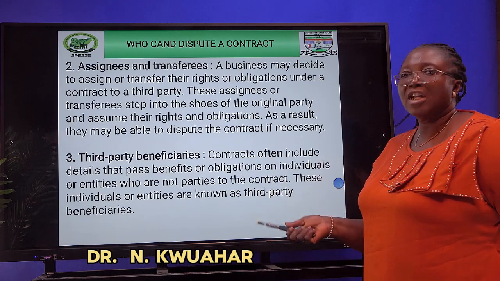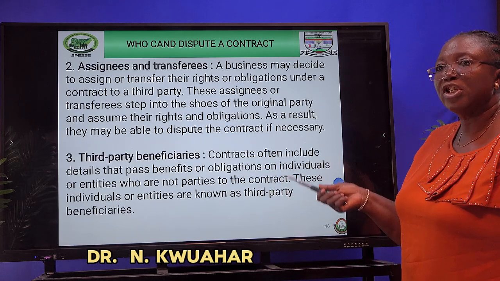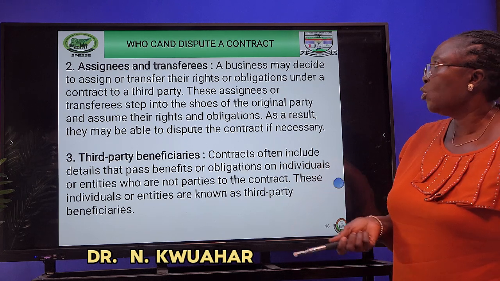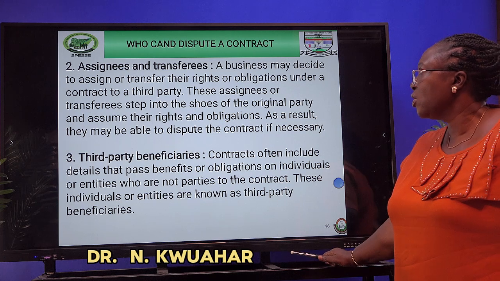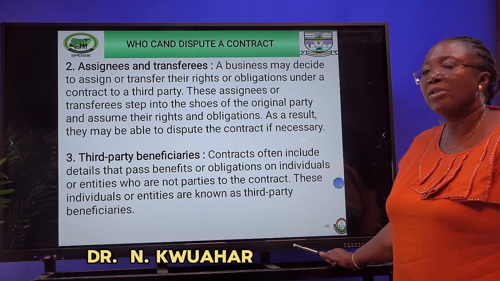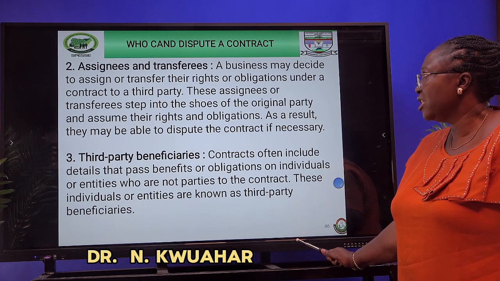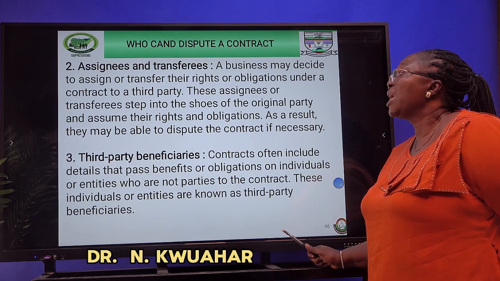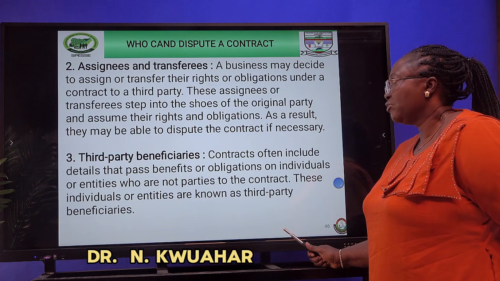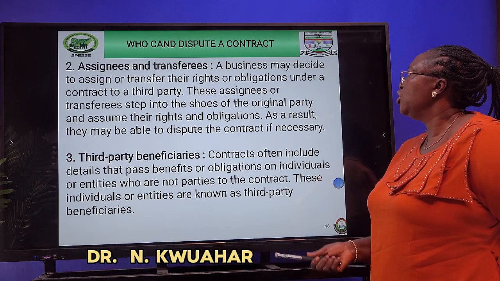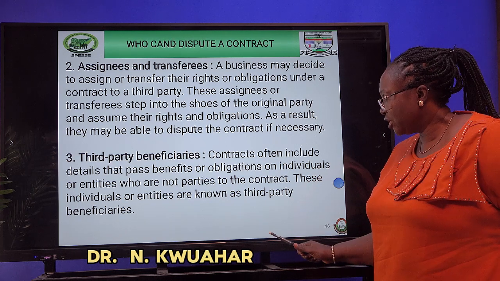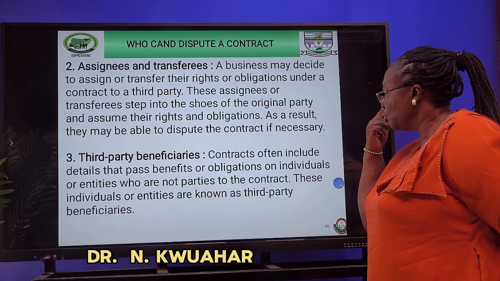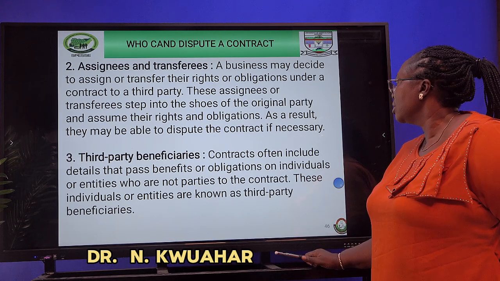The assignees and transferees can also dispute the contract. A business may decide to assign or transfer their rights or obligations under a contract to a third party. So these assignees or transferees step into the shoes of the original party and assume their rights and obligations. As a result, they will also be able to dispute the contract if necessary. And the third party beneficiaries can also dispute the contract.